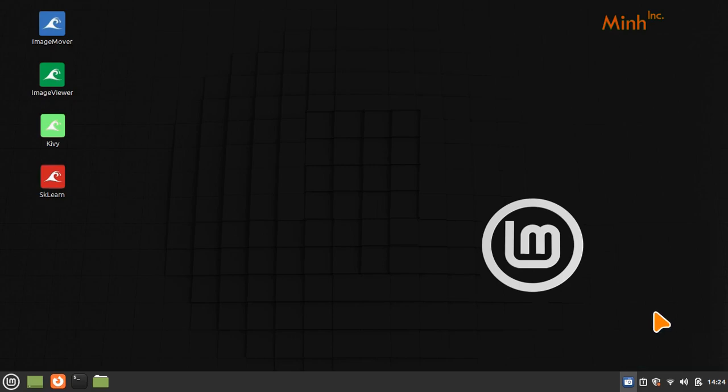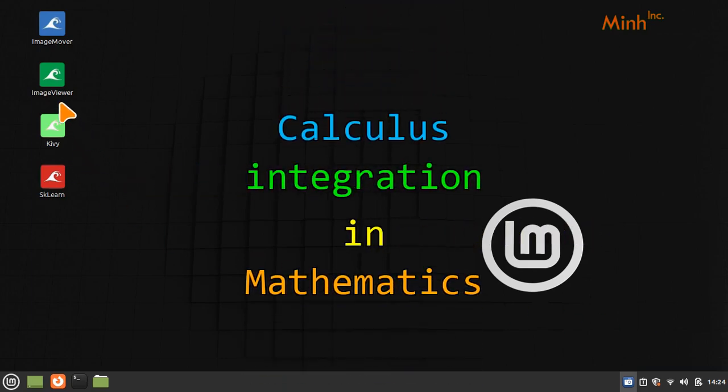Further discussion on integration concepts. So we'll move on desktops. This is Linux Mint.